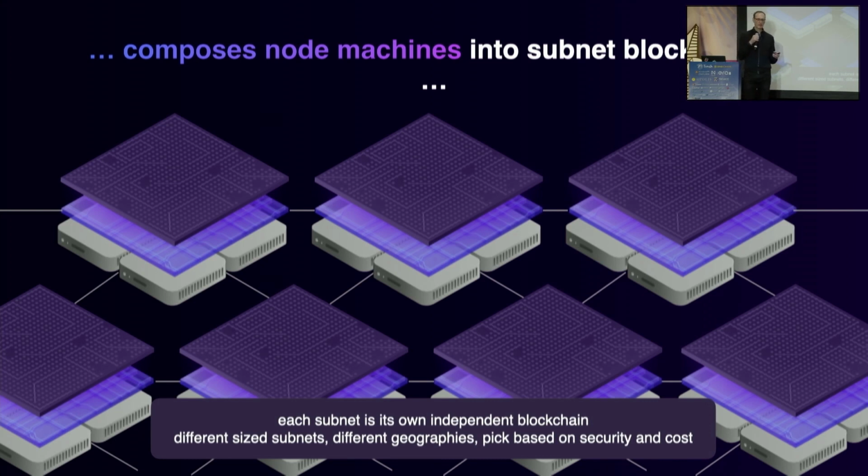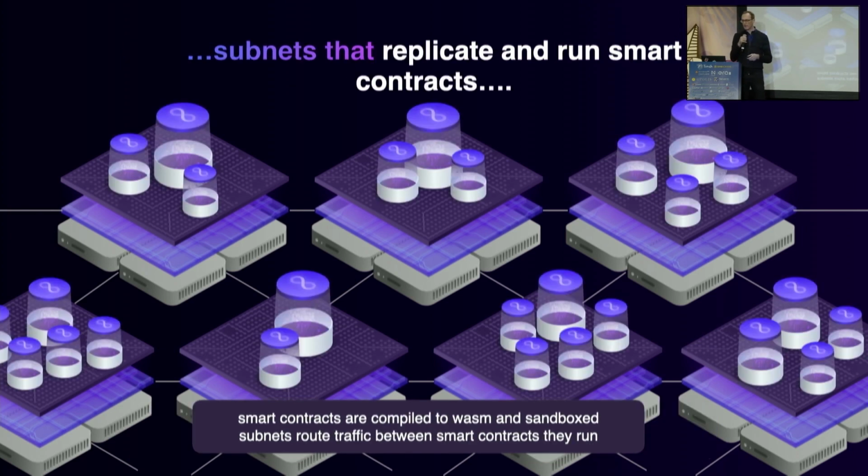They have different sizes, they run in different geographies, and so developers can pick on which subnets they want to host their smart contracts depending on their security, cost requirements, or their jurisdiction requirements. These blockchains then replicate and run the smart contracts, the ICP smart contracts or canisters as they're called on the Internet Computer. These smart contracts can be programmed in almost any language that compiles to WASM. So for instance, popular languages are Rust or TypeScript, or also Motoko, the native language of the Internet Computer. And the subnets then route traffic between these smart contracts from one subnet to the other subnet.